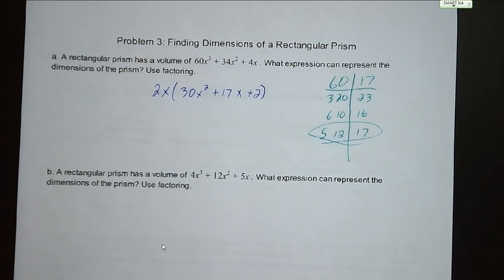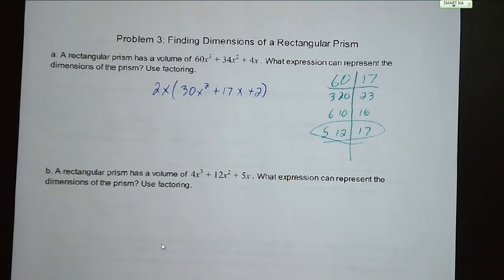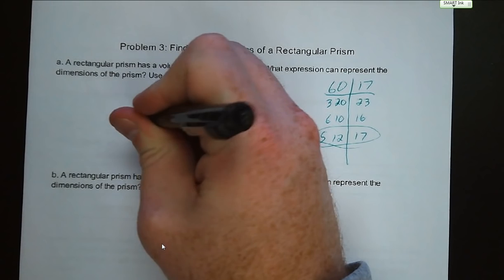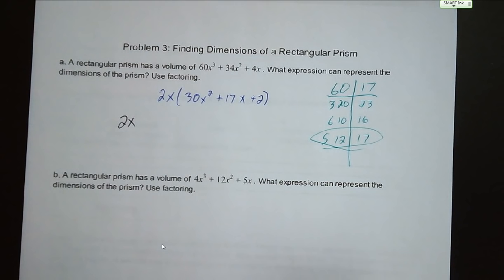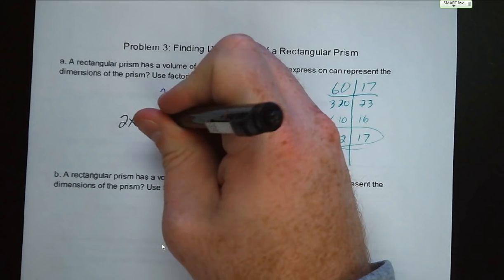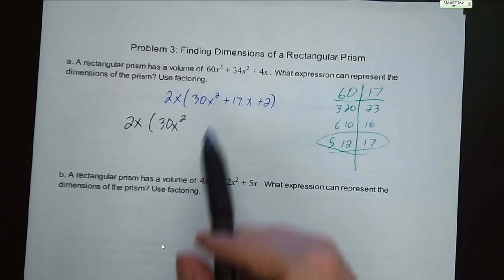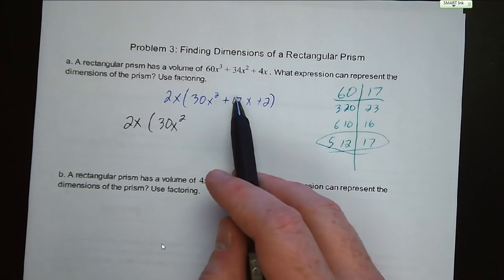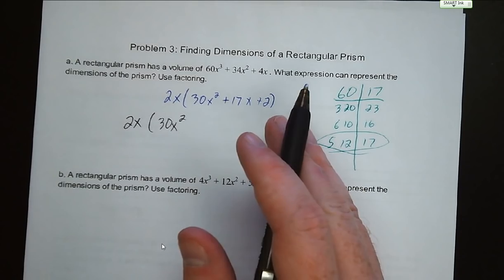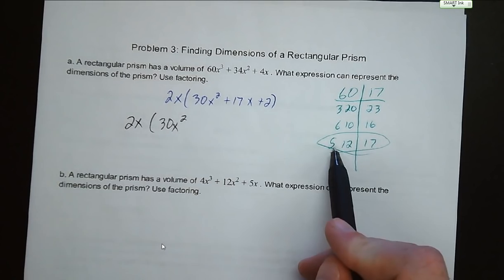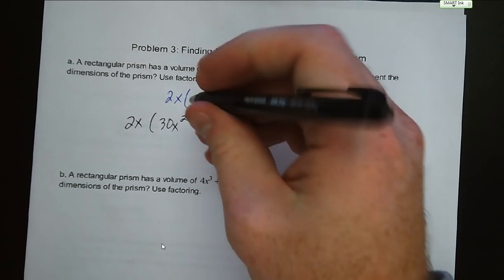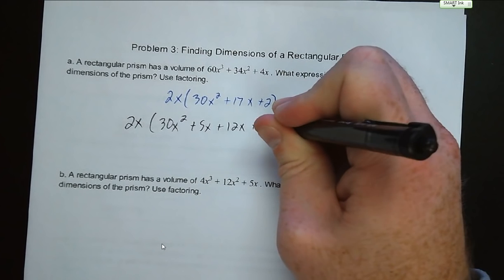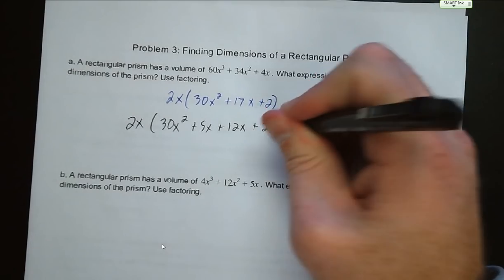So we can do grouping in this way. We've got a 2x that's out in front, and we're not going to worry about that 2x. It's just out there right now. And then we write our first term, 30x squared. But now, when we did grouping, we had two pairs of 2. Well, I'm going to break this 17x up into two terms that are being added together, and my two terms are going to be 5x and 12x. So 30x squared plus 5x plus 12x plus 2. And we're going to close out our parentheses.